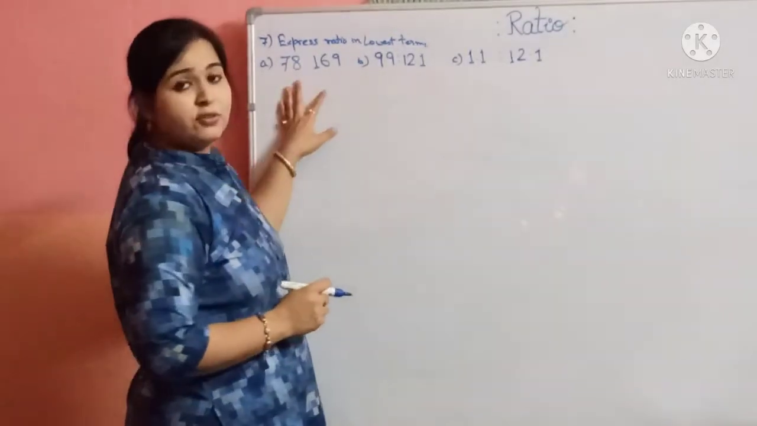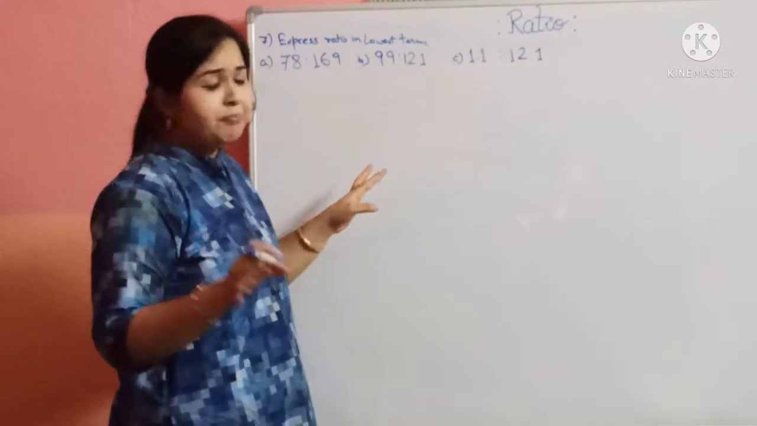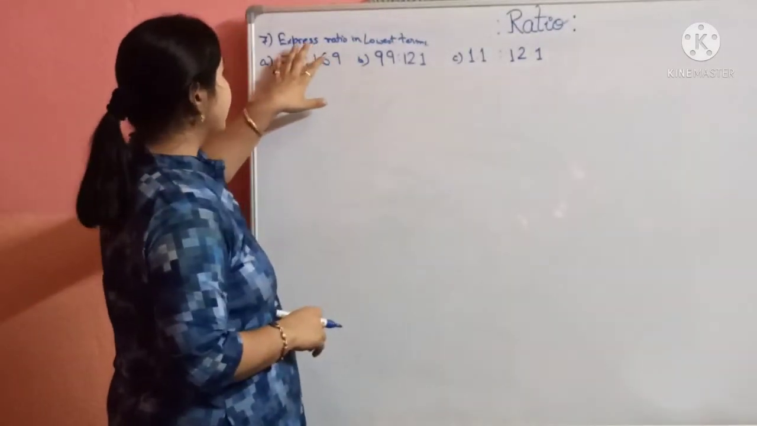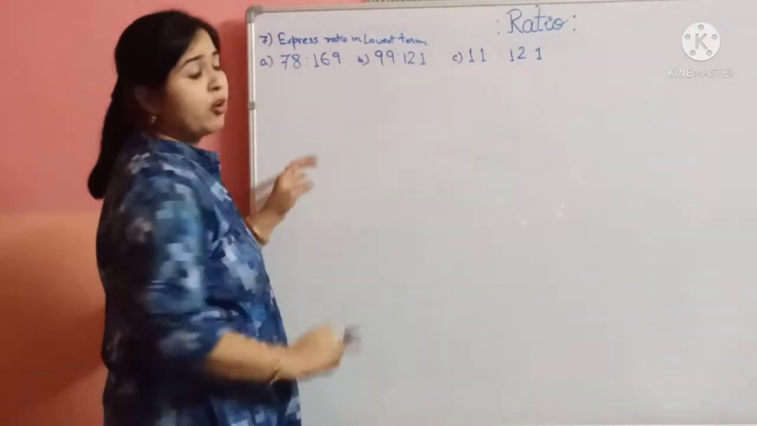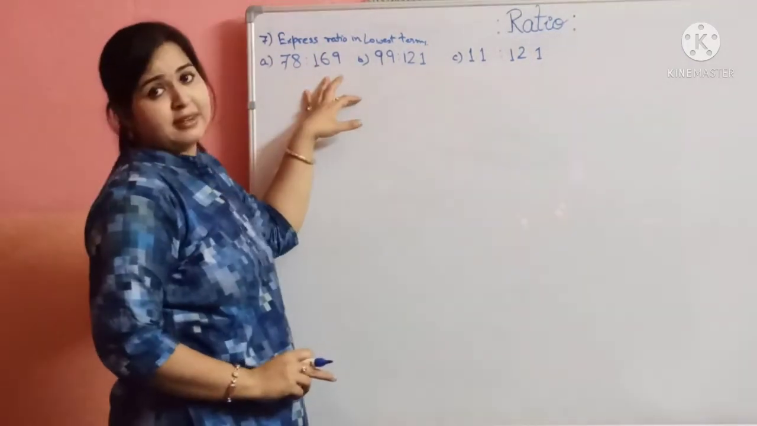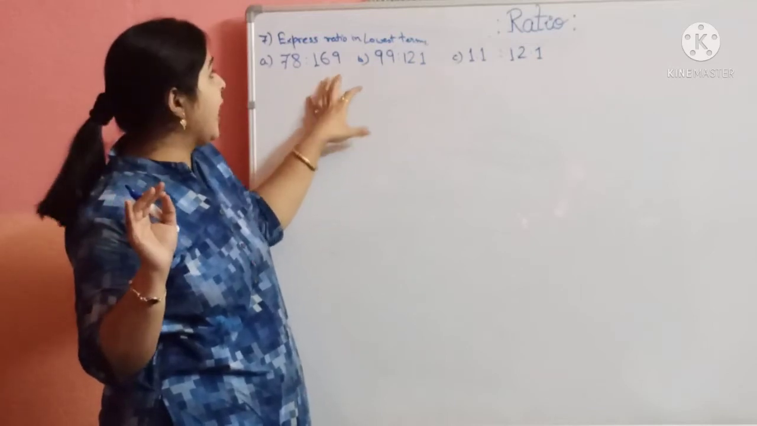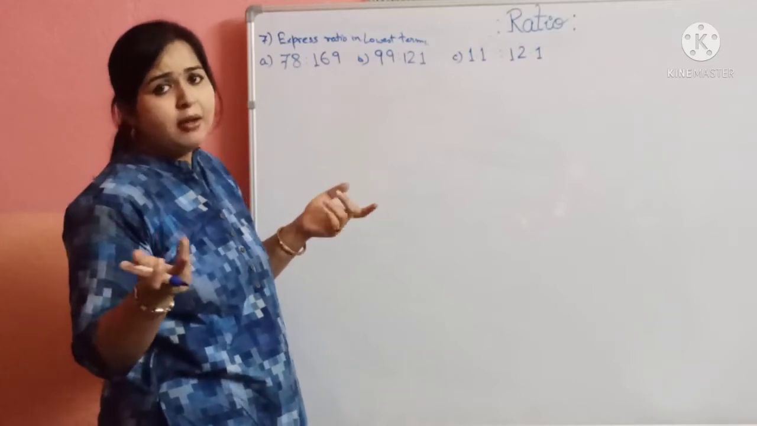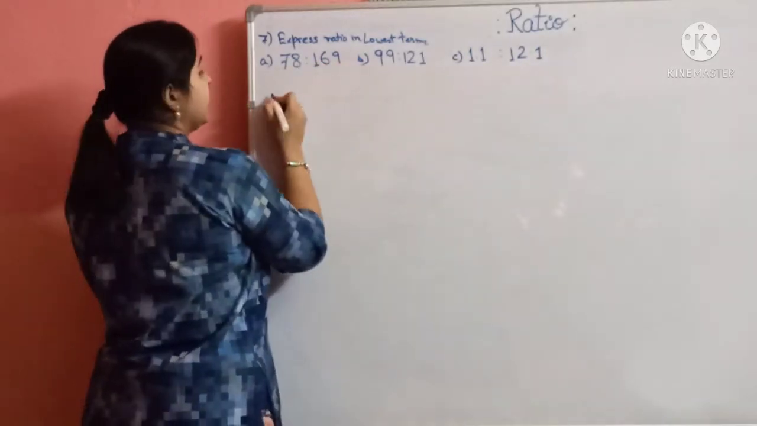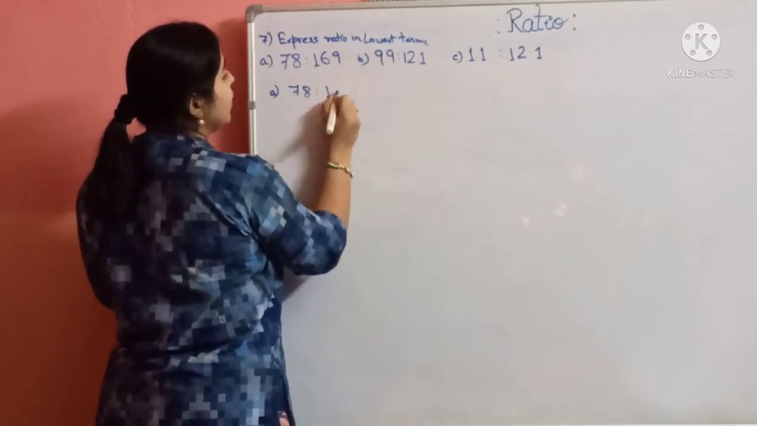So now let's do some other types of ratios also. These are also very simple. See, what is given? Express ratio in lowest term. Here we have 78 is to 169. We have to compare it and reduce it to its lowest term. In ratio, what do we do? Compare, and let's start the comparison. Number 1, 78 is to 169.